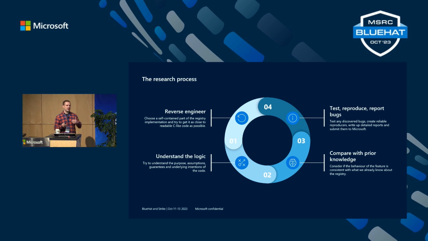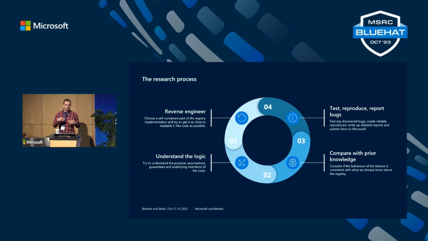So first of all, I would try to pick a small part of the registry that is relatively self-contained and try to reverse engineer it in IDA Pro and Hex-Rays, trying to get it as close to readable C code as possible. Of course, I don't have access to the source code, but we can get pretty close to that. Then once I had that, I would try to understand the logic of the code. What exactly is it trying to do? What problem is it solving? How exactly is it doing so? And if there are any internal consistency problems with the code.